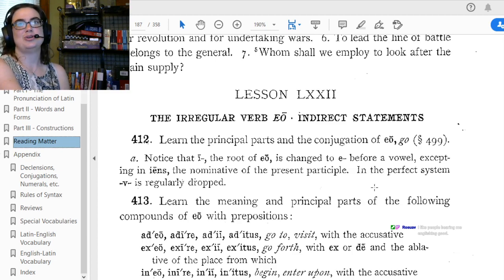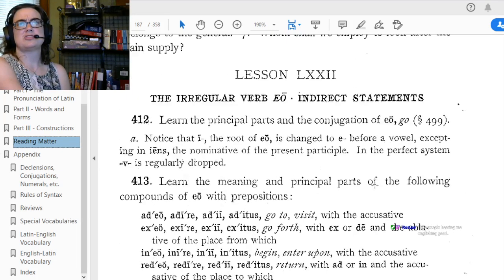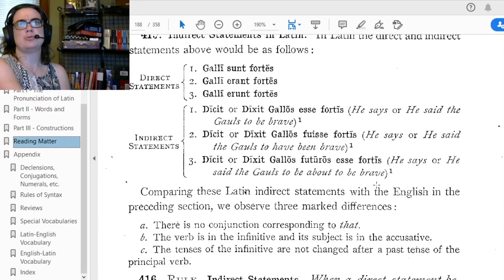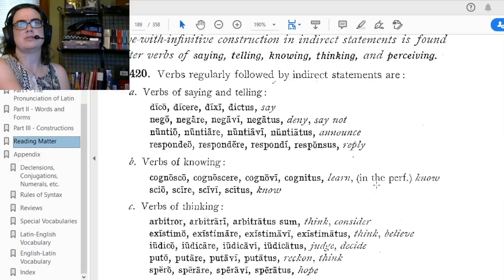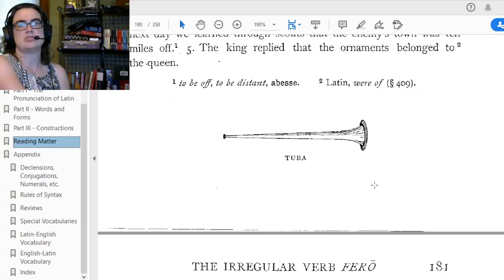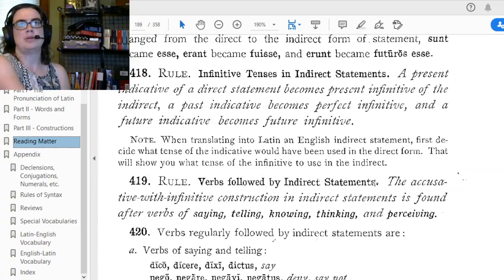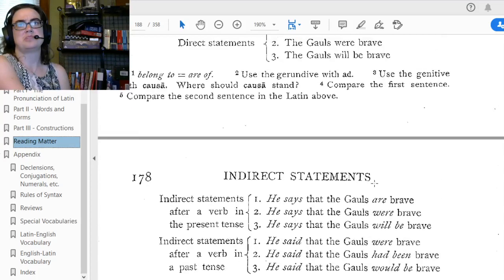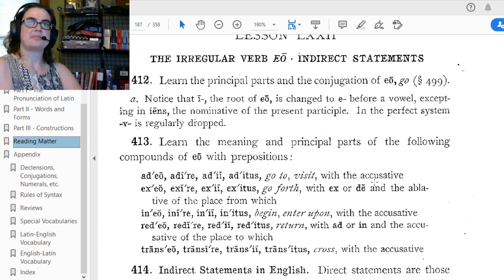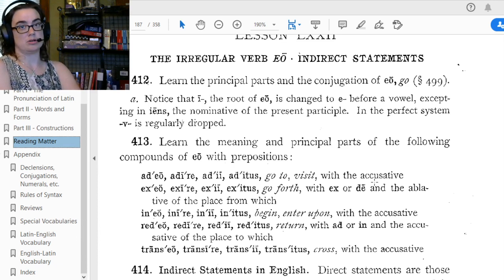Let's just look briefly over eo, but I think we'll stop before we do indirect statements, because if people do watch these later, I want them to focus on doing gerund and gerundive practice for a while. But eo is just a little irregular verb, so we can just pop through that real quick. So, eo means to go. It's very important. Romans like going places.